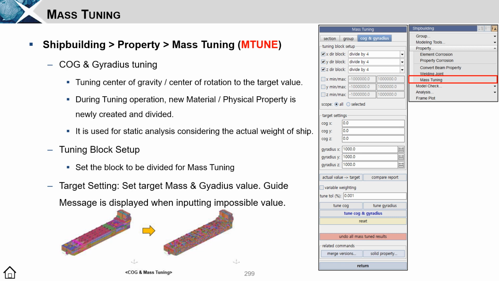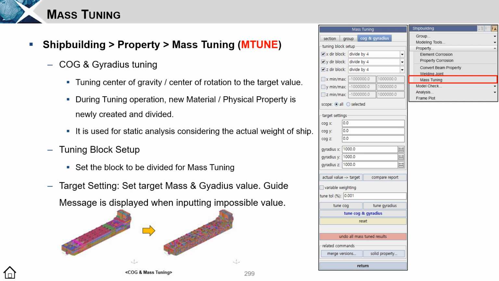Tuning block setup sets the blocks to be divided for mass tuning. The COG and G-radius command tunes the center of gravity and center of rotation to the target value. During the tuning operation, new material and physical properties are newly created and divided. Tuning block setup sets the blocks to be divided for mass tuning.